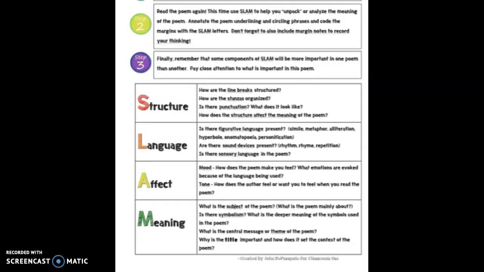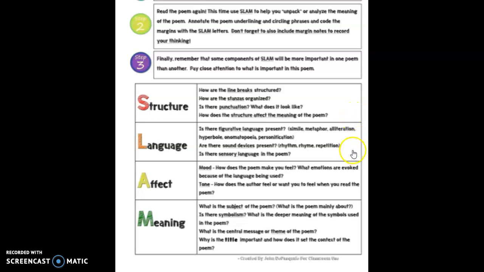So let's look at slam a little bit deeper. S is for structure. How are the line breaks structured, like when we talked about line breaks yesterday? How are the stanzas organized? Is there punctuation in this poem? What does it look like? How does the structure affect the meaning of the poem? Are the words being used literal, or is there a lot of figurative language? What is it that the structure is doing to have an effect on the meaning of the poem?